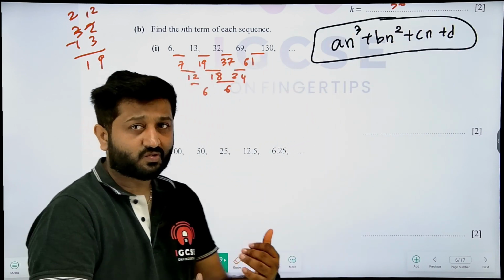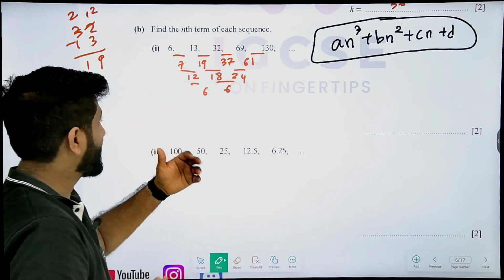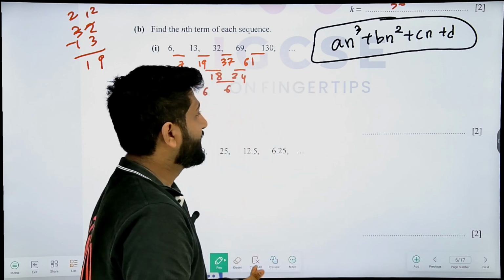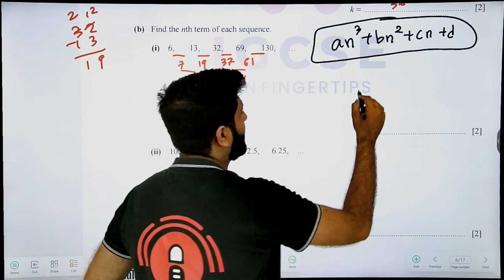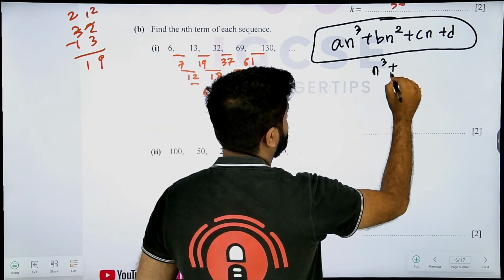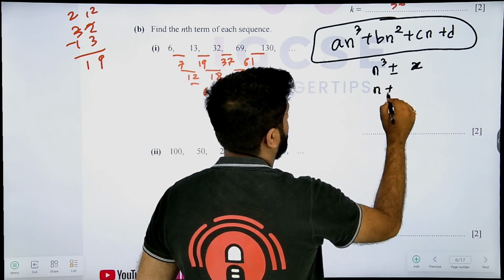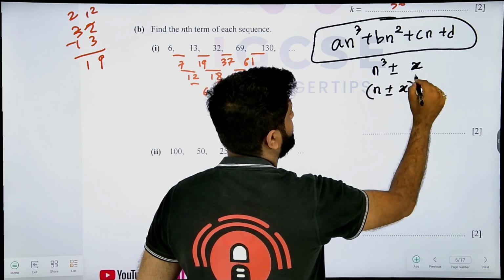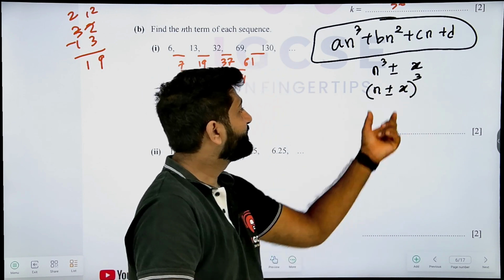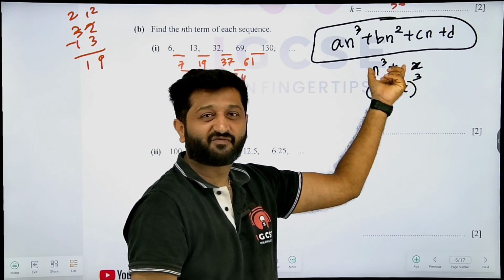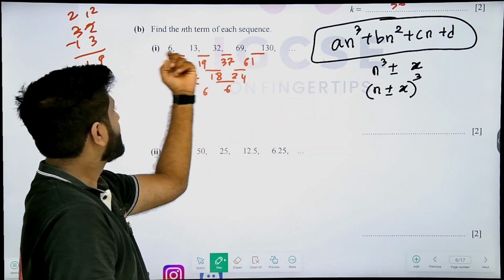Also, every time you should check that whenever they ask you a cubic sequence, it generally looks something like n cubed plus or minus a number x, or (n plus or minus x) whole cubed. So first check whether you are able to fit this sequence here or not.